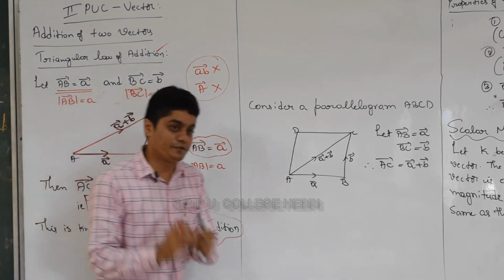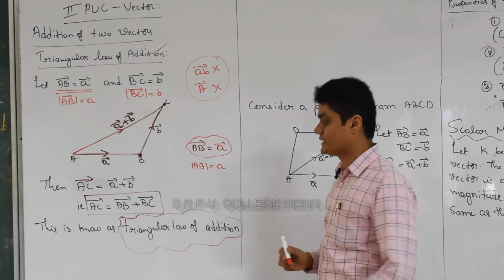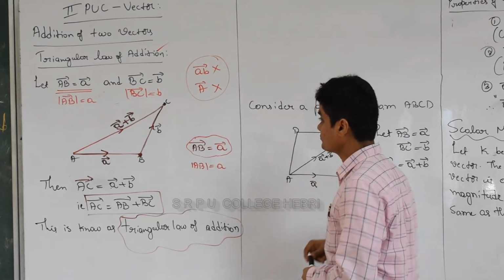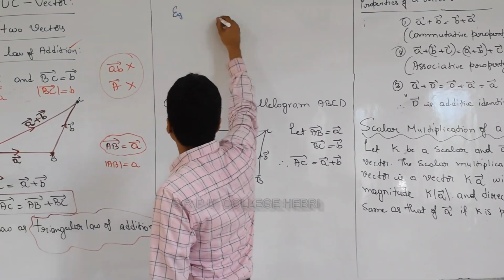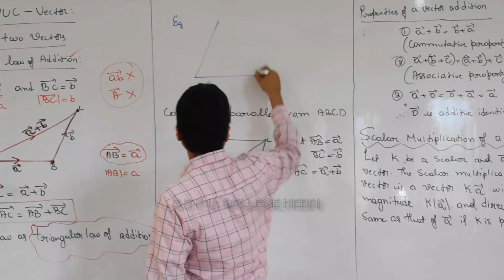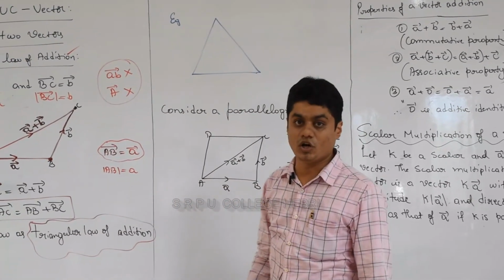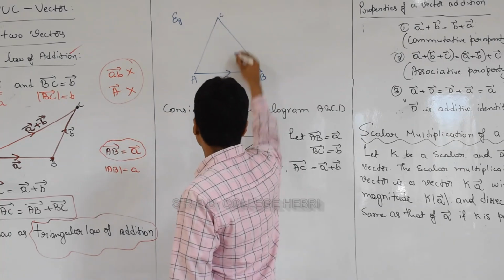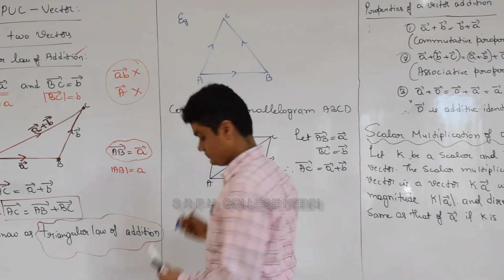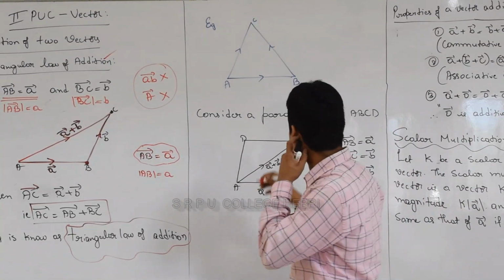To understand it perfectly, I'll take some examples. Try to understand what is meant by the triangular law of addition. Observe carefully. I'll take one triangle, I'll write the directions, and you have to tell me what the triangular law of addition is. So vector A, B, C. I'll give the directions like this. Can you tell me what is the triangular law of addition for this triangle?